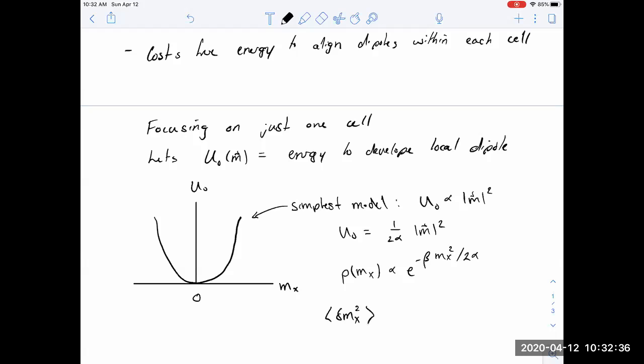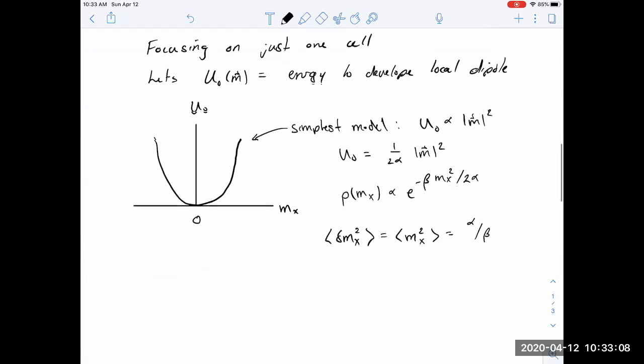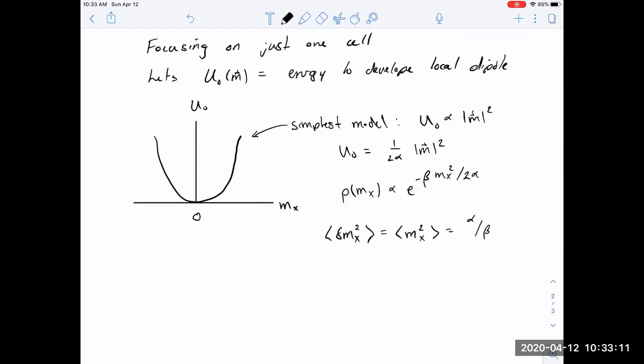The variance of the x component of the dipole, well, first, there is no average. The average is 0, so that means that the variance is just equal to the average of mx squared. And that variance, sitting in the role of the variance in this energy function, is alpha divided by beta. So the scale of fluctuations is set by this alpha quantity. And that's true for one component, just the x component.